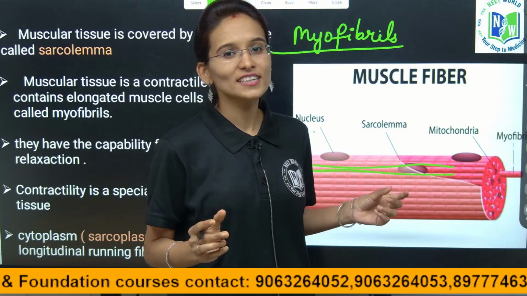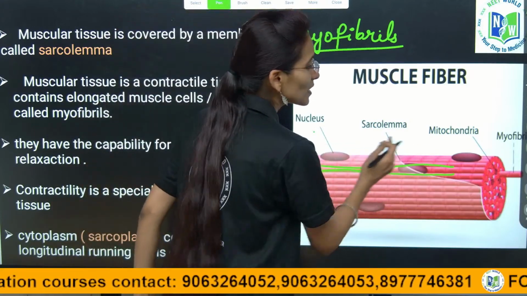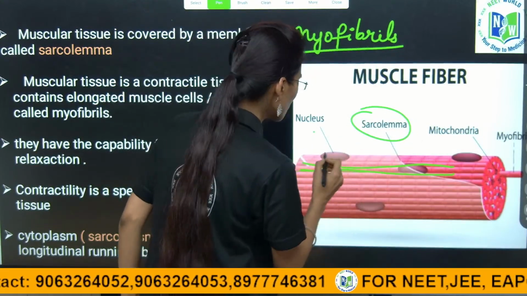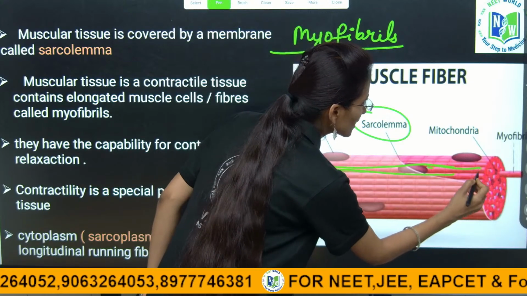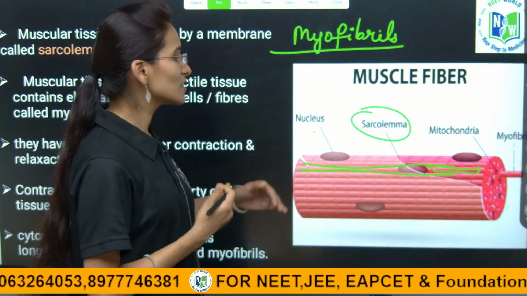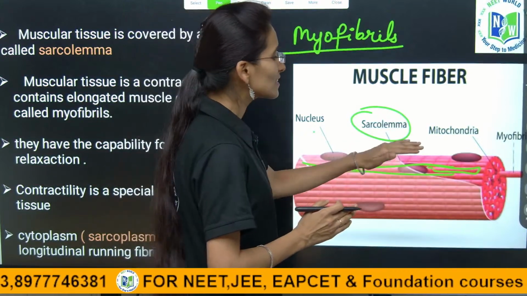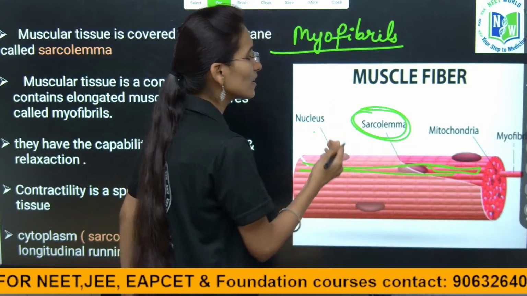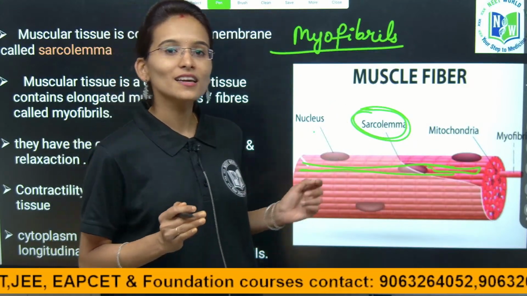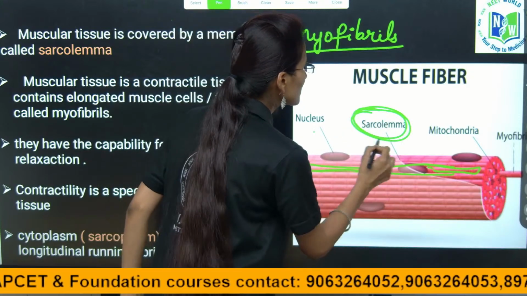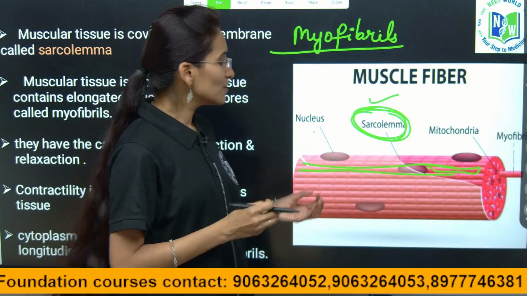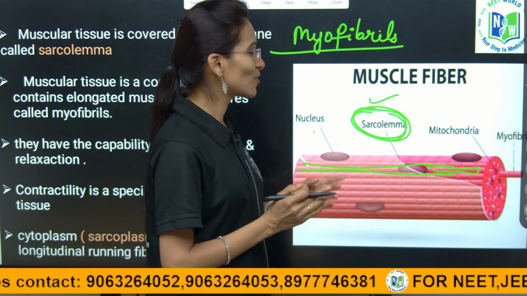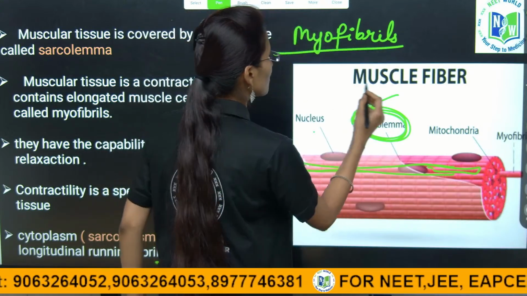These are very elongated in nature, and this muscular tissue is covered by a membrane called sarcolemma. Can you see? These are the elongated muscle fibers, or myofibrils, and the entire muscular tissue is surrounded by the membrane called sarcolemma. It is simply the plasma membrane of the muscular tissue. The fluid present inside the muscular tissue, that is the cytoplasm of the muscular tissue, is called sarcoplasm.